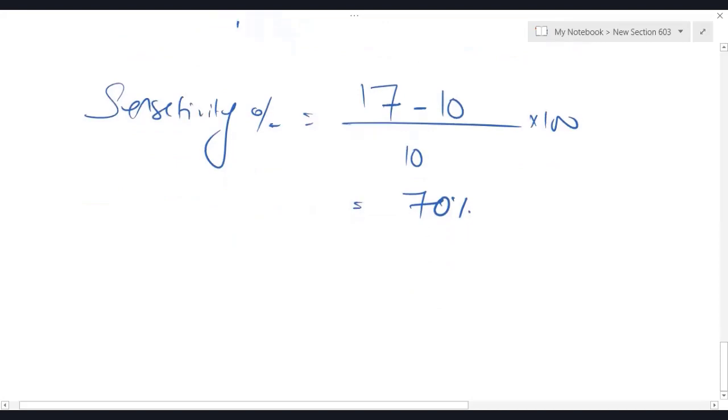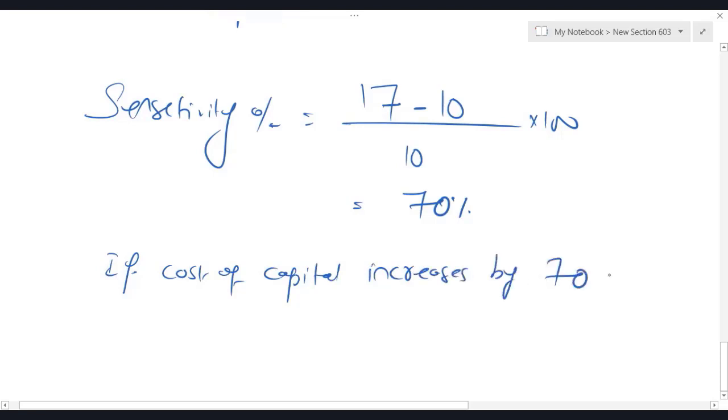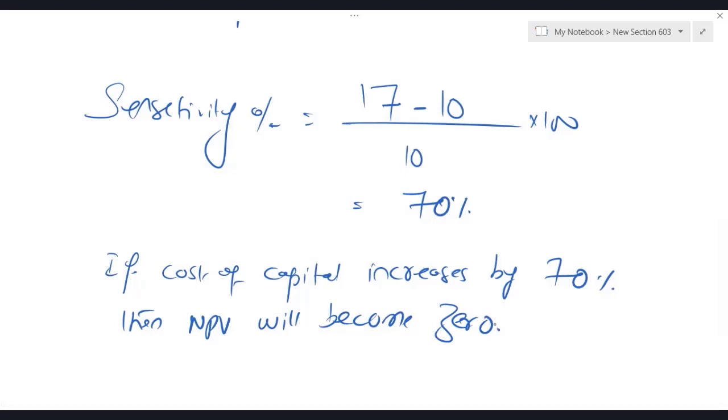So how do we write? We'll simply write, if cost of capital increases by 70%, then NPV will become zero. So simply whenever your examiner says perform sensitivity analysis on cost of capital, all you need to have is the IRR. Simply IRR minus cost of capital divided by cost of capital, which gives you the sensitivity percentage.